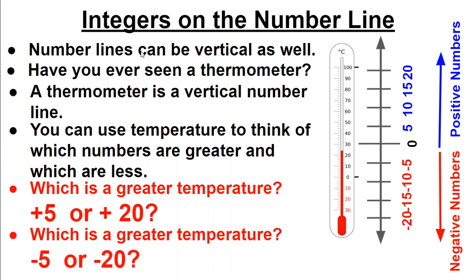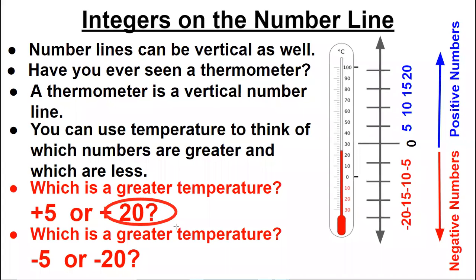Exactly, you should have said positive 20, right? And which is a greater temperature? Negative 5 or negative 20? Which temperature is warmer, so to speak? Don't get tricked. Exactly, it's negative 5, right? Because that's a warmer temperature. It's closer to the 0, so it's a larger number.